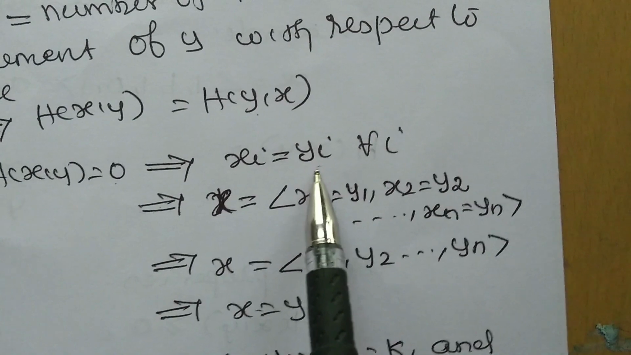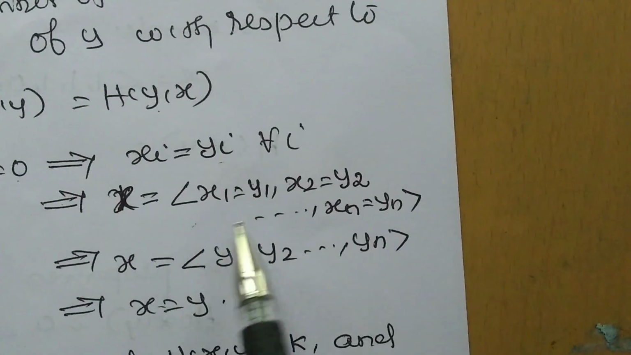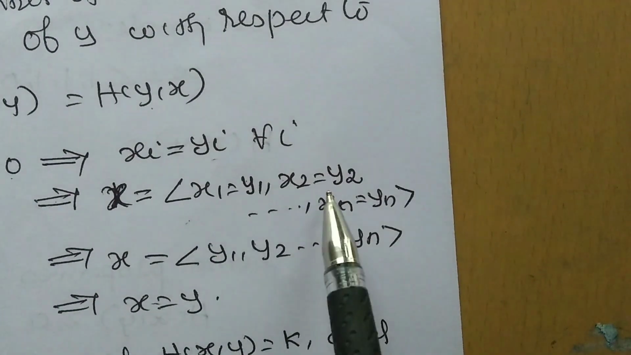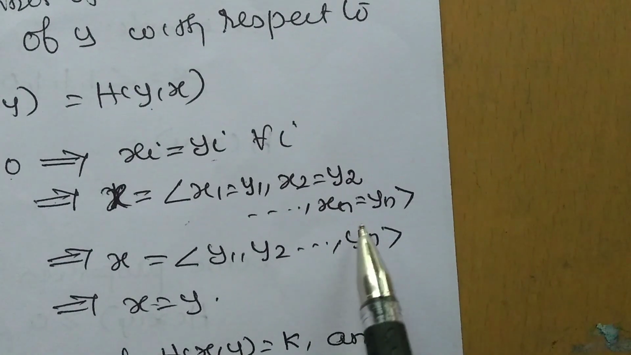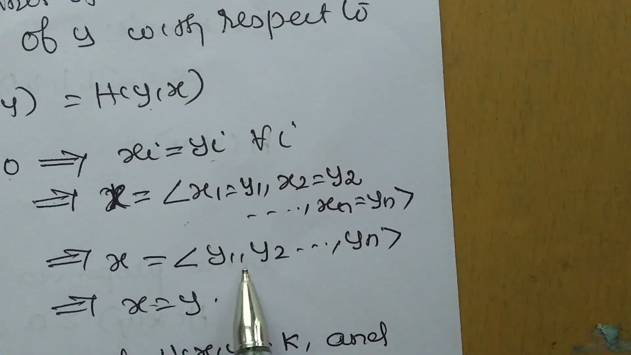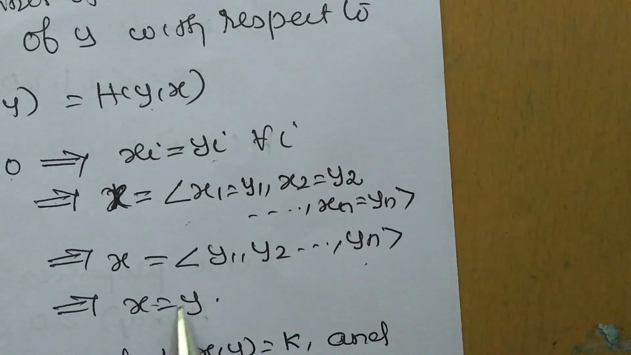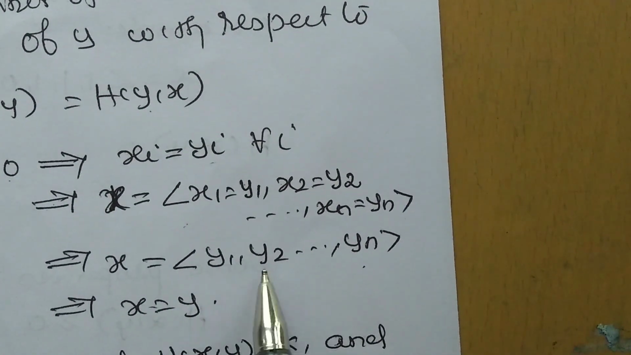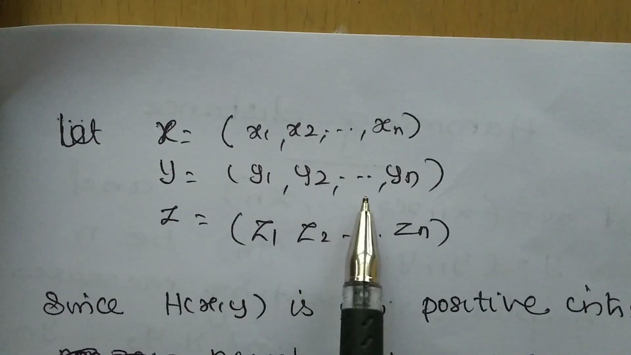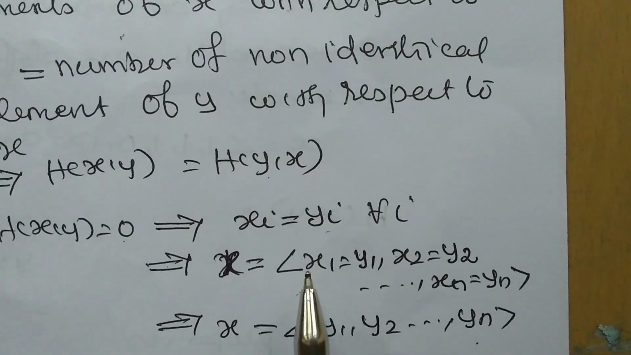If xi is equal to yi, then x can be written as x1 is equal to y1, x2 equal to y2, etc. xn is equal to yn, and this can be written as y1, y2, etc. yn. Therefore, y1, y2, etc. yn, that is what we have taken as y. Therefore, x is equal to y.